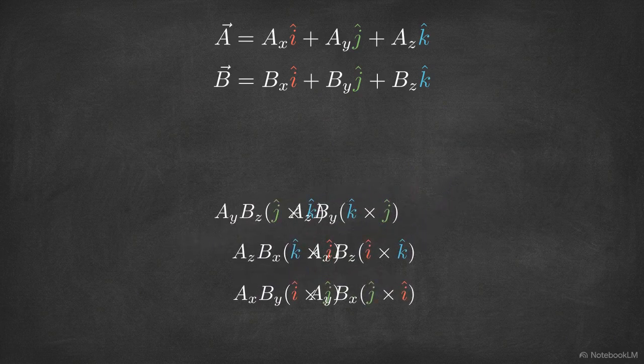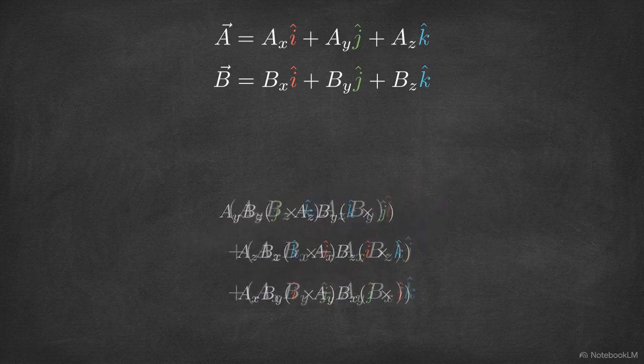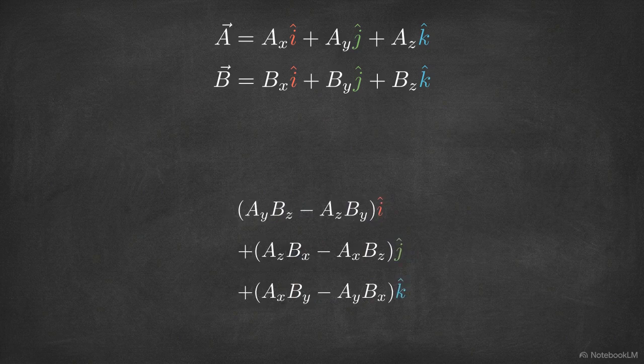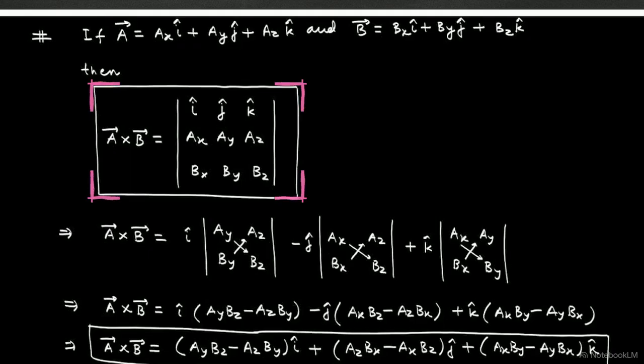The remaining 6 terms are then sorted by their resulting directions. Each pair of components combines to determine the final magnitude along the i, j, or k axis. This 3x3 determinant matrix is the computational shortcut that organizes all of this algebra. We stack our basis vectors on top with the input components neatly in the rows below.